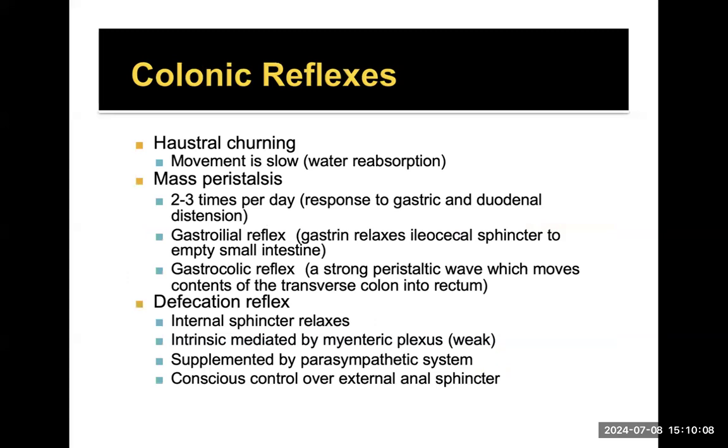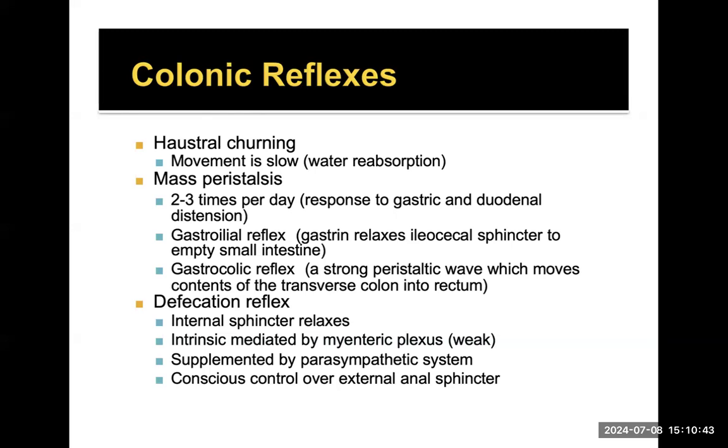Colic flexures. So we have the haustral churning, which in this case movement is slow. So you have lots of water reabsorption occurring. Mass peristalsis occurs 2 to 3 times per day, mostly in response to gastric and duodenal distension. Gastroileal reflex, which is when gastrin relaxes the ileocecal sphincter to empty the small intestine, and then the gastrocolic reflex, which is when you have a strong peristaltic wave, which is going to move the contents from the transverse into the rectum.